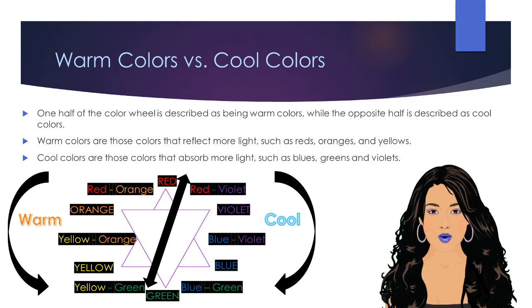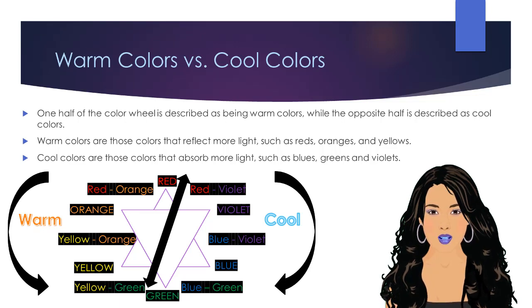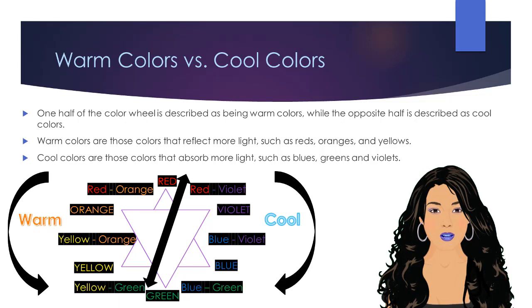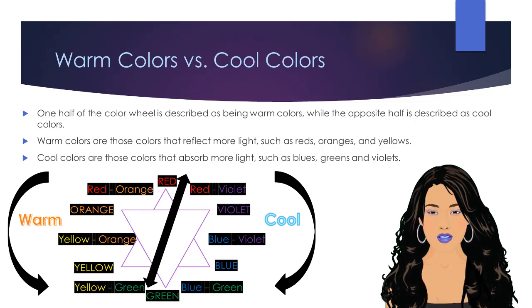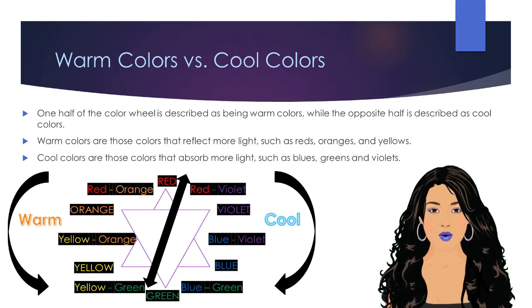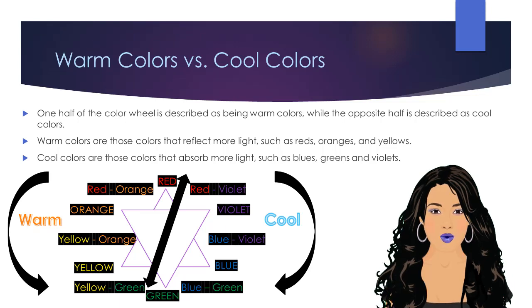One half of the color wheel is described as being warm colors, while the opposite half is described as cool colors. Warm colors are those colors that reflect more light. I always remember warm colors when I think of things that are warm, such as the sun or roasting marshmallows over the fire. Those things generally reflect colors such as reds, oranges, and yellows.